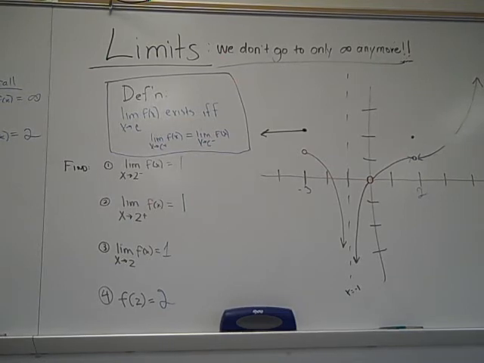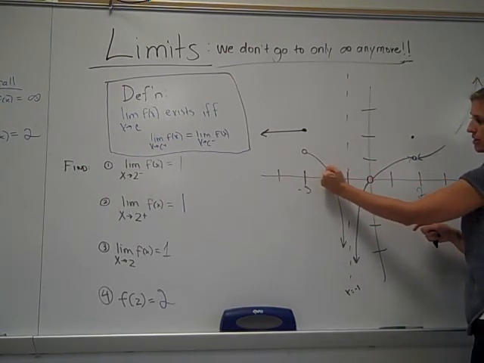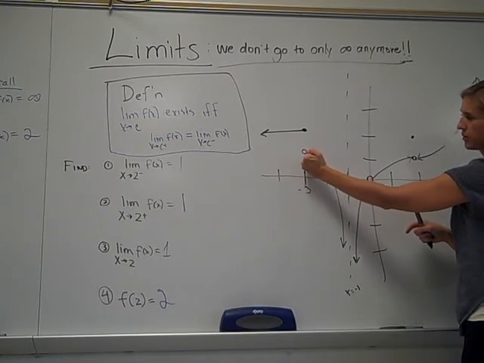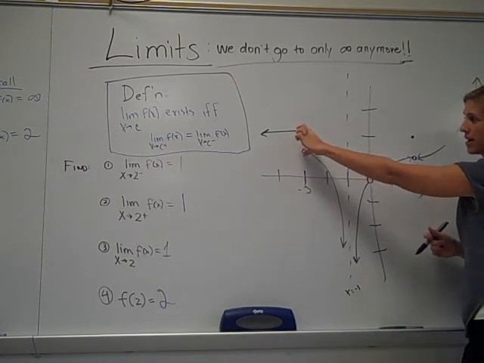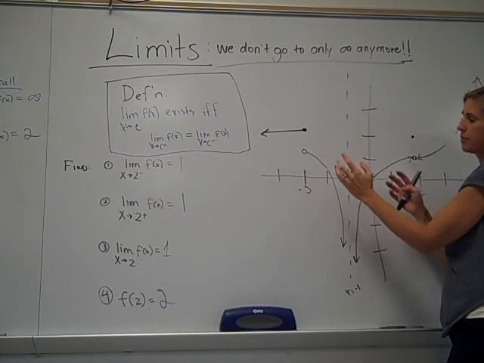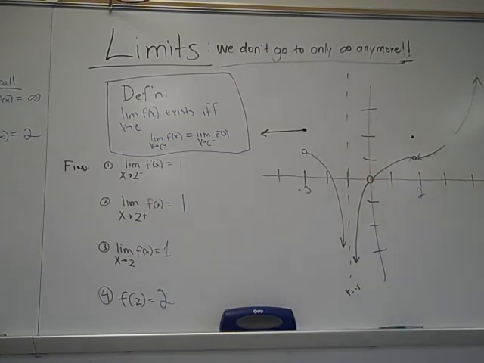But the limit as x approaches -3 from the right, so same x value, but now I'm coming in from the other direction. So at -2, at -2.5, at -2.9, -2.99, now what y value am I getting close to? 1. I don't care that it's an open hole. The open hole part doesn't matter. What actually happens at -3 doesn't matter. From the right, it doesn't matter that it's an open hole, the limit is still 1. So, what's the limit as x approaches -3? Does not exist.